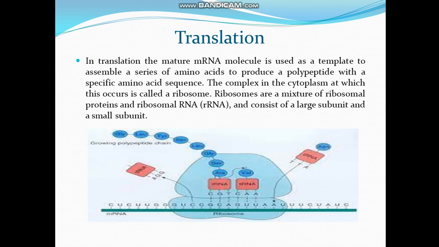Next is the translation. In translation, the mature mRNA molecule is used as a template to assemble a series of amino acids to produce a polypeptide with a specific amino acid sequence. The complex in the cytoplasm at which this occurs is called a ribosome. Ribosomes are a mixture of ribosomal proteins and ribosomal RNA and consist of a large subunit and a small subunit.